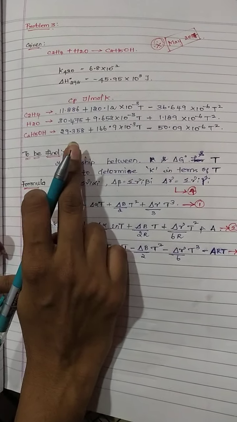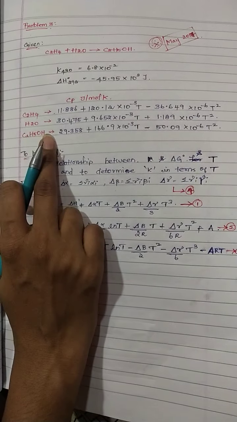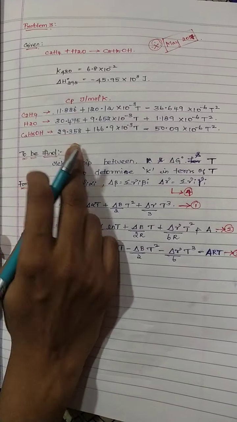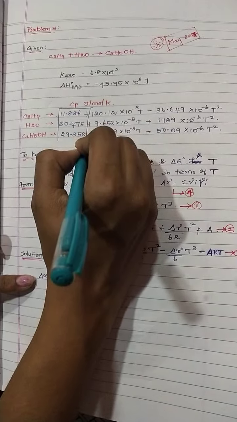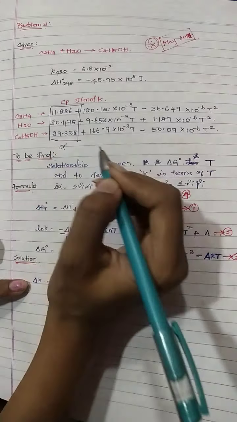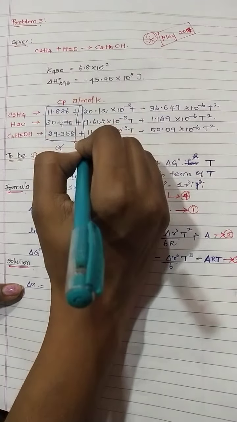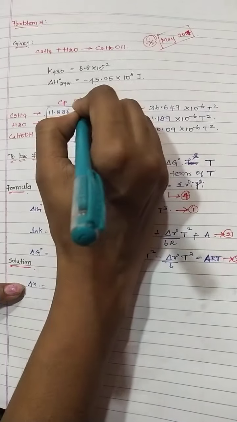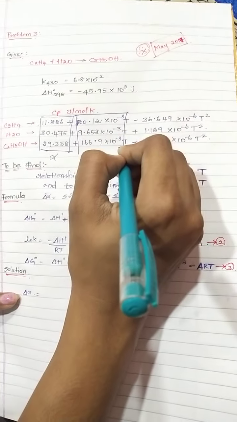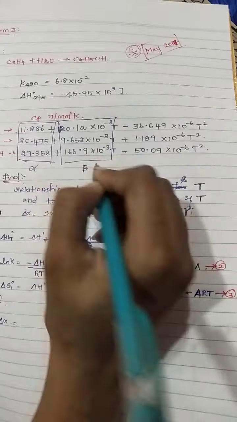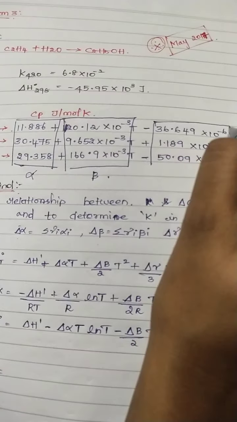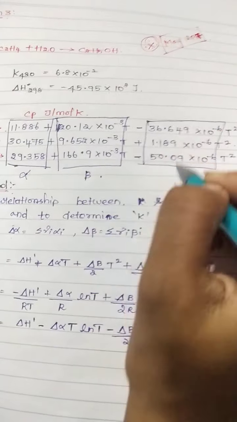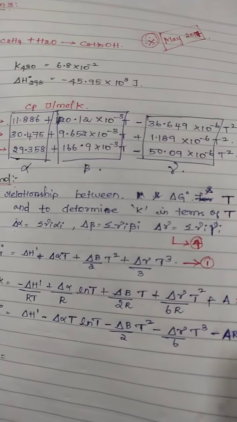So my product is, first one is C2H5OH. Before going to this, as I told earlier, without coefficient, whatever we have is alpha, and the coefficient of T will be beta. Okay, all the coefficient of T square will be gamma.